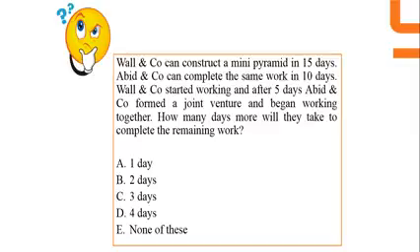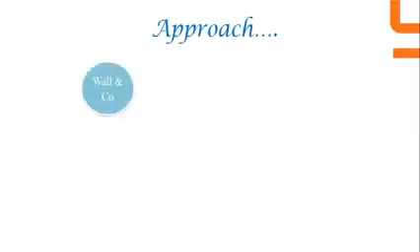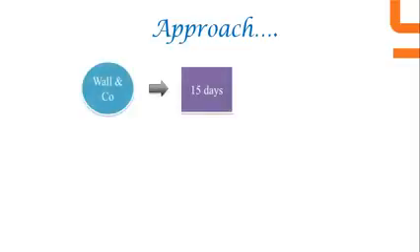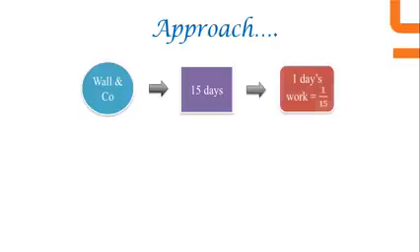two companies, Wall & Co. and Abid & Co. First, Wall & Co. took 15 days to construct the pyramid, which is the work here. So, its 1 day's work equal to 1 by 15. It's given Wall & Co. worked for 5 days, and on the 6th day, Abid & Co. joined and they started working together.